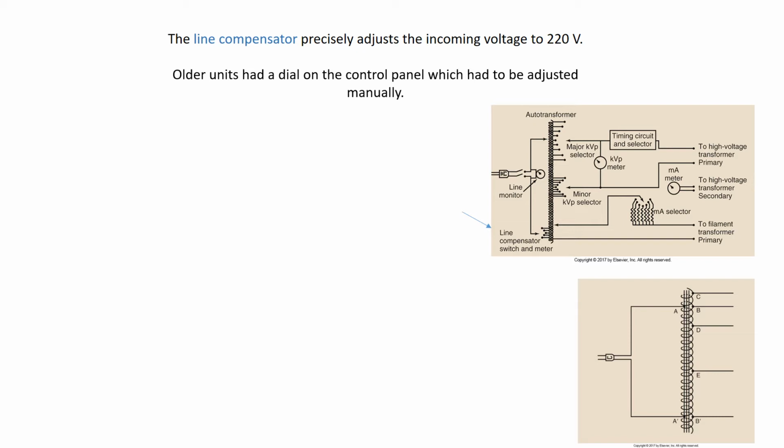We don't have that anymore on the control panel. It's all done internally. Okay, so the line compensator is still there. It's not like it's gone away, but it's nothing that you, the technologist, will have to manually adjust anymore. It's all done internally by the circuitry itself.